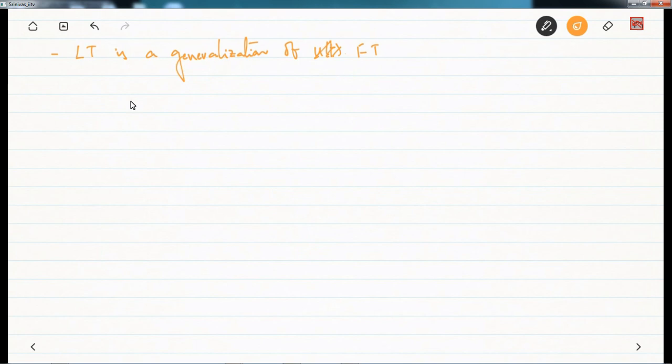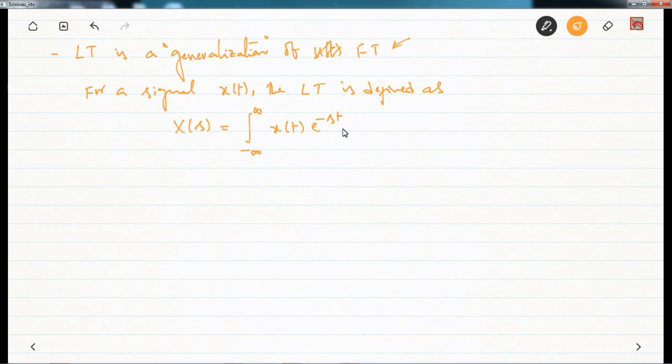Fine. So let's define. We'll see why we say it's a generalization when we start doing examples; we'll do a lot of examples in this unit. So for a signal x of t, the Laplace transform is defined as x of s equals the integral from minus infinity to plus infinity of x of t e power minus st.